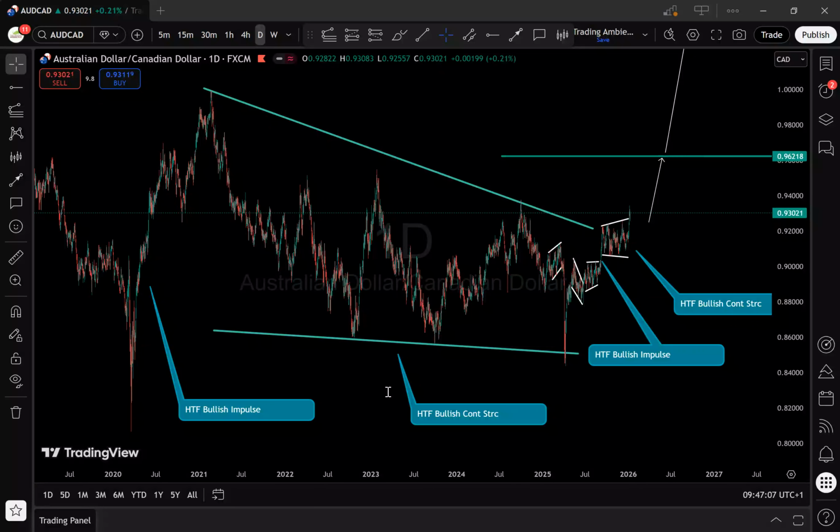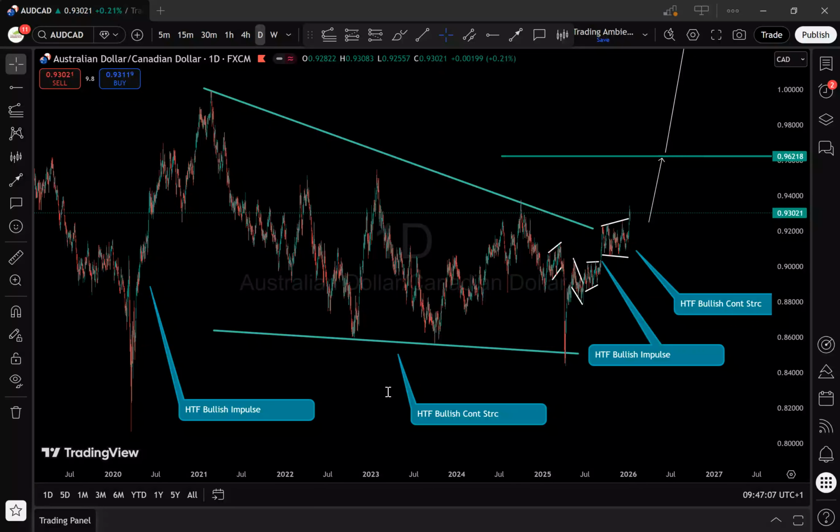Going down to the mid time frame, we have another bullish impulse right here that broke out of this bullish continuation structure. Right here at the top, at the breakout of this bullish continuation structure, we have a mid time frame bullish continuation as well on the 1 hour chart. So I think we are good with this, and our entry should be placed somewhere around here, then stop loss below the continuation structure for AUD CAD going into the new week.